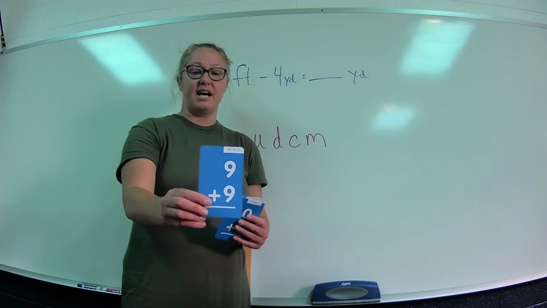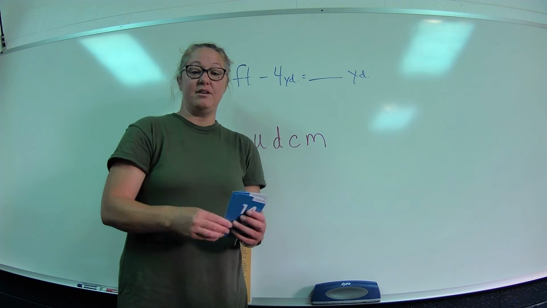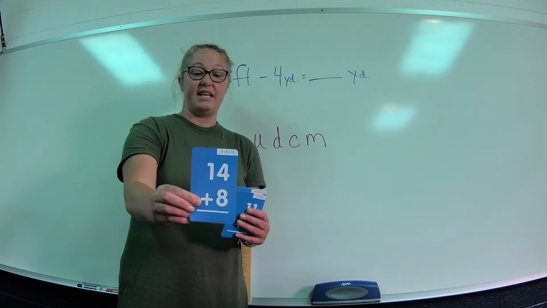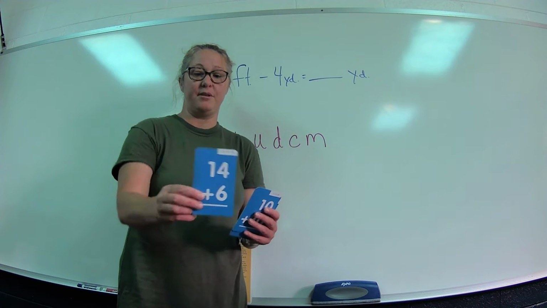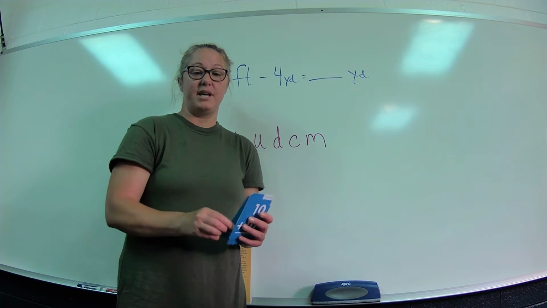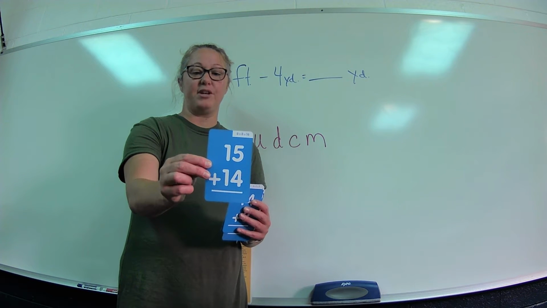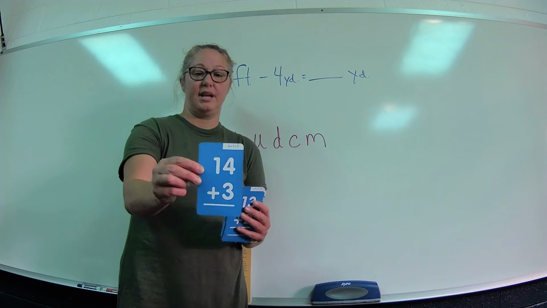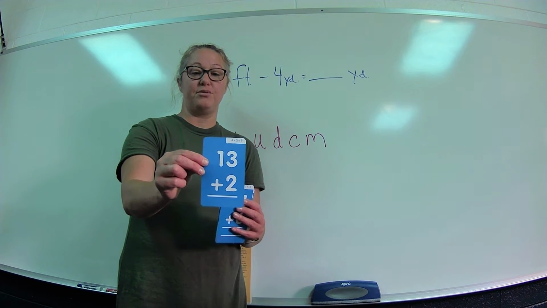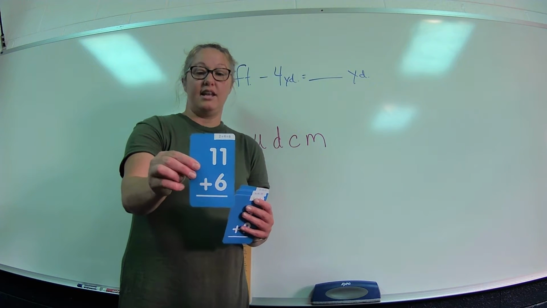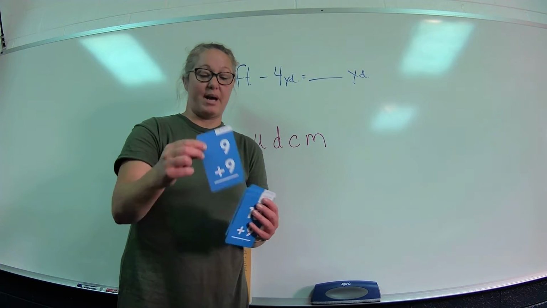So we have 9 plus 9, 18. 10 plus 9, 19. 14 plus 8, 22. 11 plus 1, 12. 14 plus 6, 20. 10 plus 10, 20. 15 plus 14, 29. 14 plus 3, 17. 13 plus 2, 15. 11 plus 6, 17. 9 plus 9, 18. We're back to the beginning.